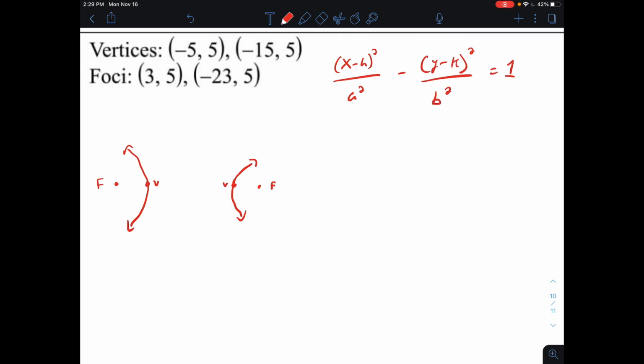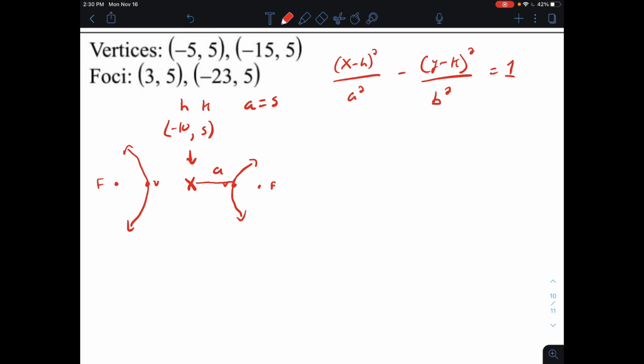So from here, find our center. Our center is going to be in between the two vertices and the two foci. Everything has a y value here of 5, and for the middle x value, I've got options. I could average the two x values together, so negative 5 plus negative 15 is negative 20, divided by 2 is negative 10, so that gives us h and k. The distance from the center to a vertex is going to be a. From negative 10 to get to a vertex, a is going to be 5.